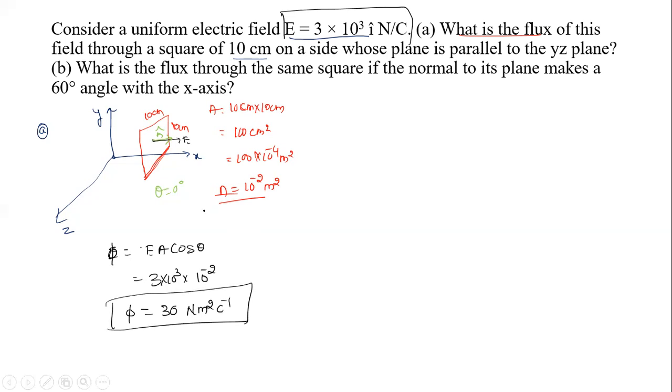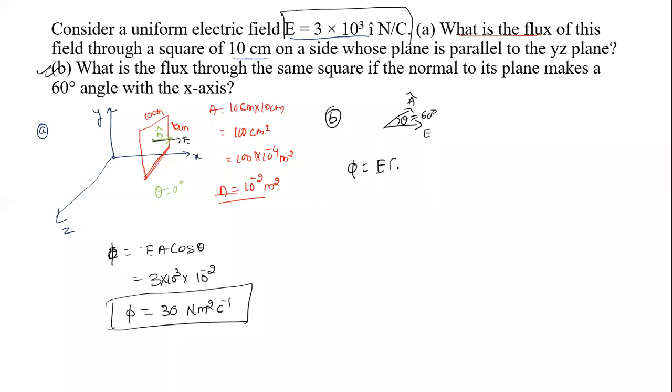Okay, so this is A part of the question. Look at the B part of the question now. What is the flux through the same square if the normal to its plane makes an angle theta, 60 degree, with x-axis? Now, this x-axis is like this. The normal is like this. This angle is theta. That is equal to 60 degree. Okay, it is just tilted by some angle. Now, in this case, that is B part. What is the flux now?